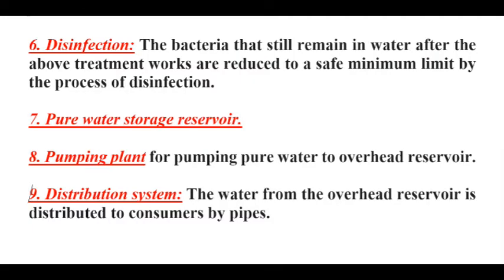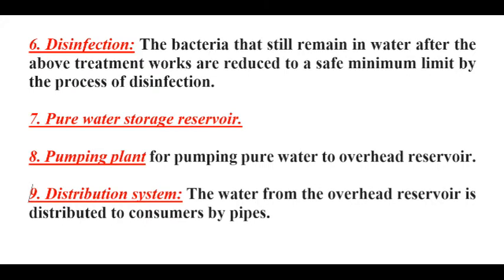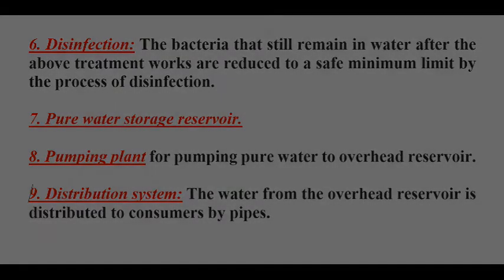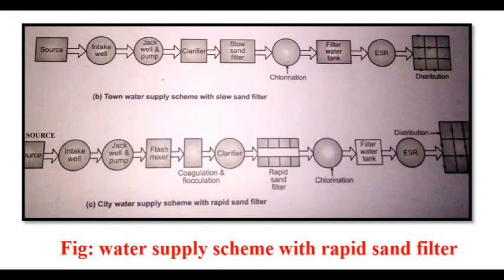Next is disinfection. The bacteria that still remain in water after the above treatment works are reduced to a safe minimum limit by the process of disinfection. Then next component is pure water storage reservoir. Next step is pumping plant for pumping pure water to overhead reservoir. And last one is distribution system. The water from the overhead reservoir is distributed to consumers by pipes. This figure shows water supply scheme with rapid sand filter.